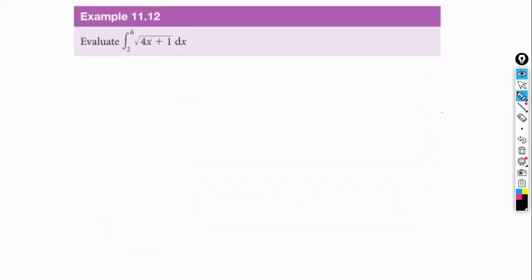Okay, so finally we are in example 11.12, which will be the last one on this video. It says evaluate the definite integral from 2 to 6 of the square root of 4x plus 1 dx. So this is a case where you necessarily must apply u substitution. Let's call u equal to 4x plus 1. Then the derivative of u is going to be 4 dx. So we don't have the 4 dx. Remember that in those cases we would have to go 4 dx, but also multiply by 1/4.